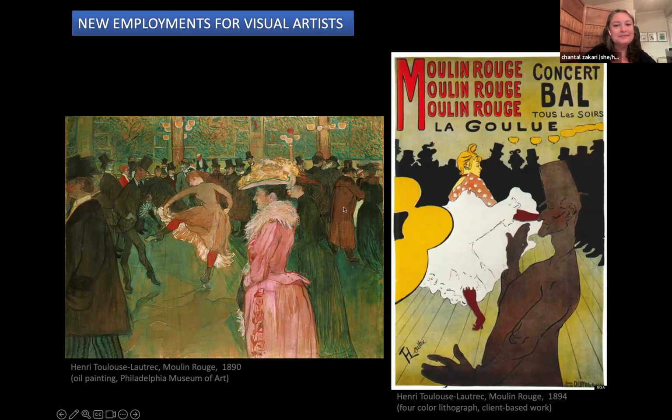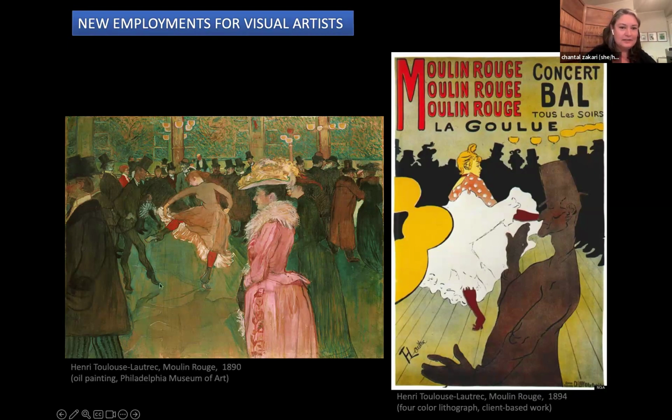He painted scenes from the Moulin Rouge. Here it is. This is a painting, which was the wild nightclub where he hung out each night. And he also created advertisement posters for the Moulin Rouge, which looked very similar to his paintings. He did not distinguish between the two as art or commercial art, even though the intent of each one of these work was different, right?